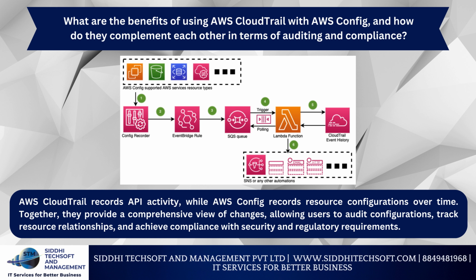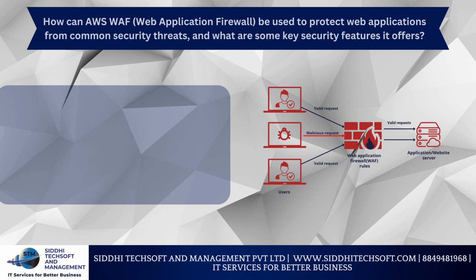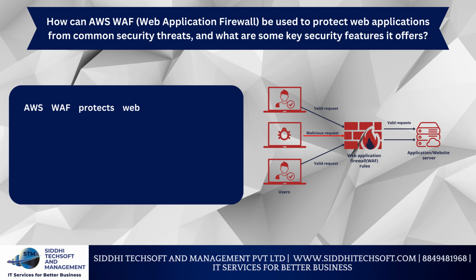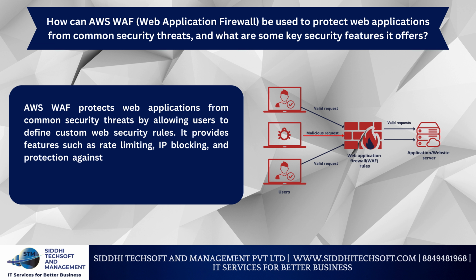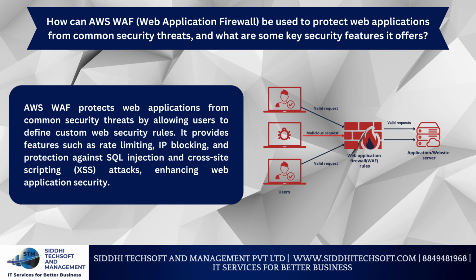How can AWS Web Application Firewall be used to protect web applications from common security threats, and what are some key security features it offers? AWS WAF protects web applications from common security threats by allowing users to define custom web security rules. It provides features such as rate limiting, IP blocking, and protection against SQL injection and cross-site scripting attacks, enhancing web application security.